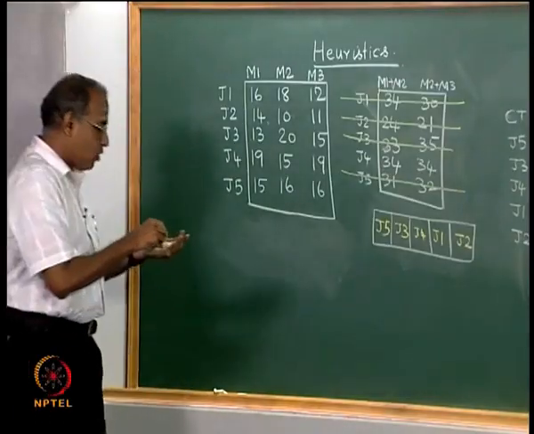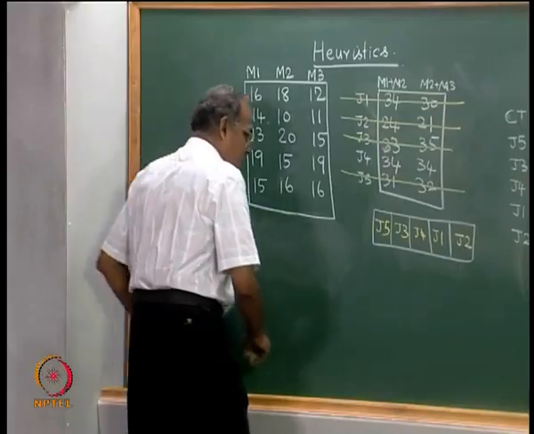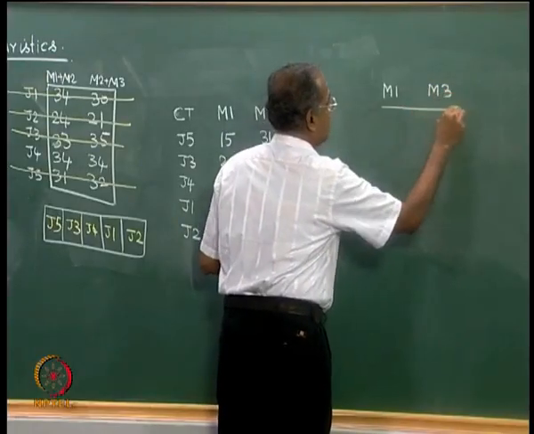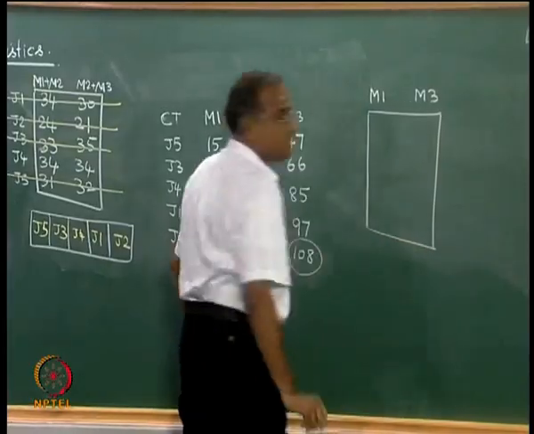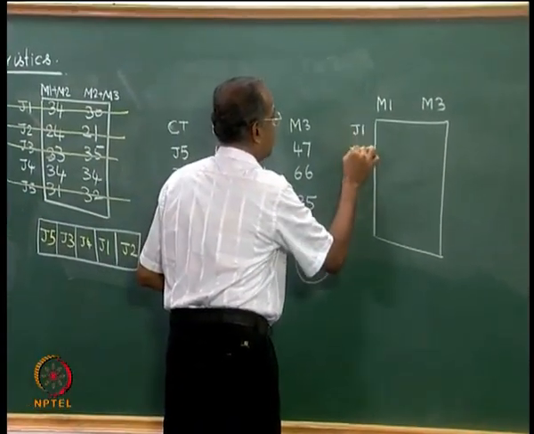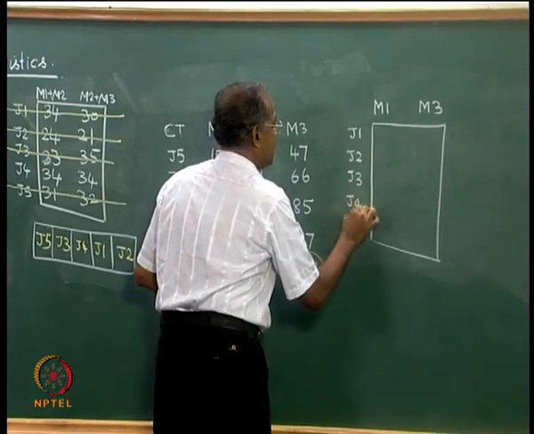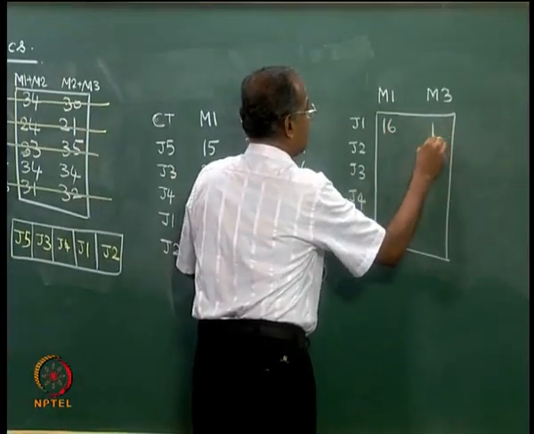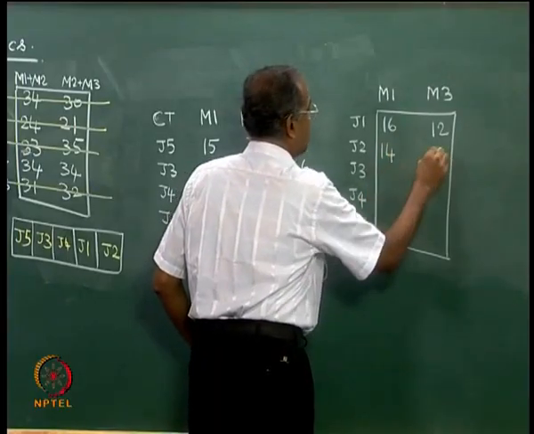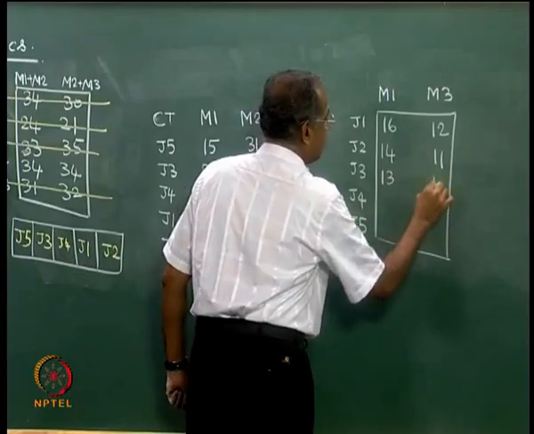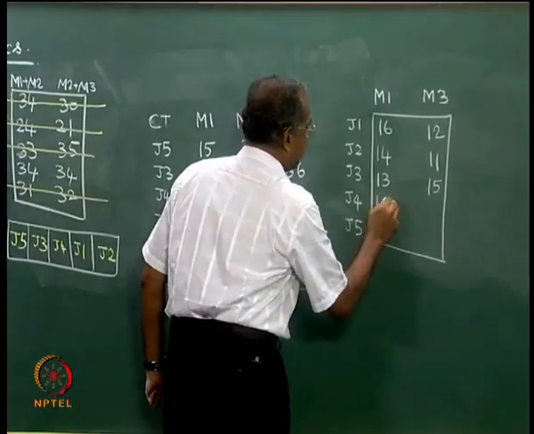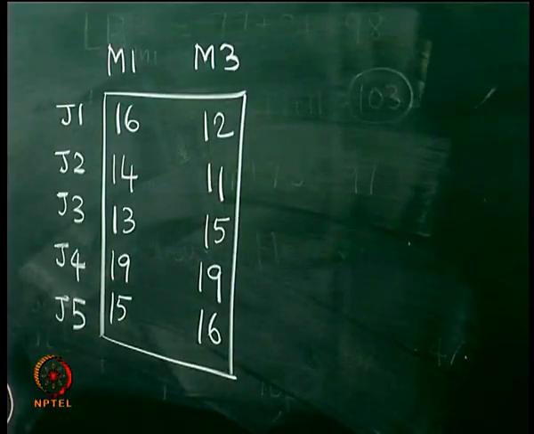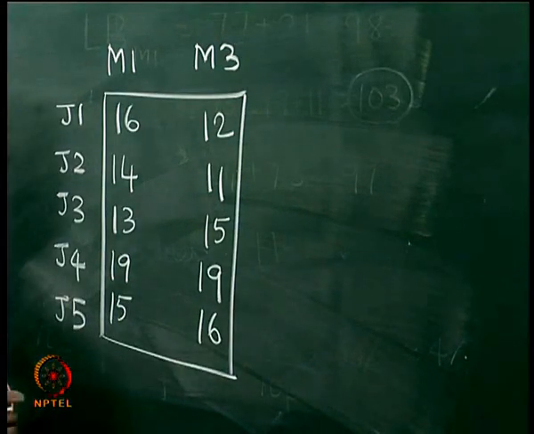So right now we will look at only M1 and M3, let us formulate another 2 machine problem with this. So once again J1, J2, J3, J4 and J5. So we get 16, 12, 14, 11, 13, 15, 19, 19, 15, 16. Now let us make another Johnson.